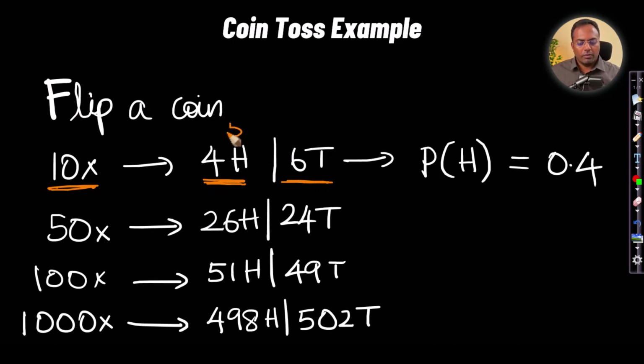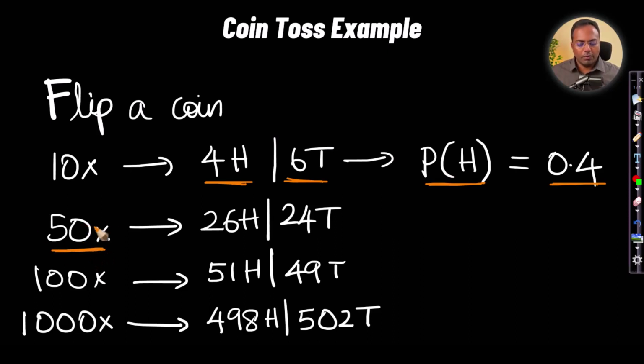You could also get 5 heads and 5 tails, but practically that will not happen in most cases. Sometimes you will get 3 heads and 7 tails. For this example, to be a little bit closer to reality, we are assuming that there are 4 heads and 6 tails. So in this case, the probability of getting heads is going to be 4 by 10, which is 0.4. Similarly, say you are doing the same experiment 50 times.